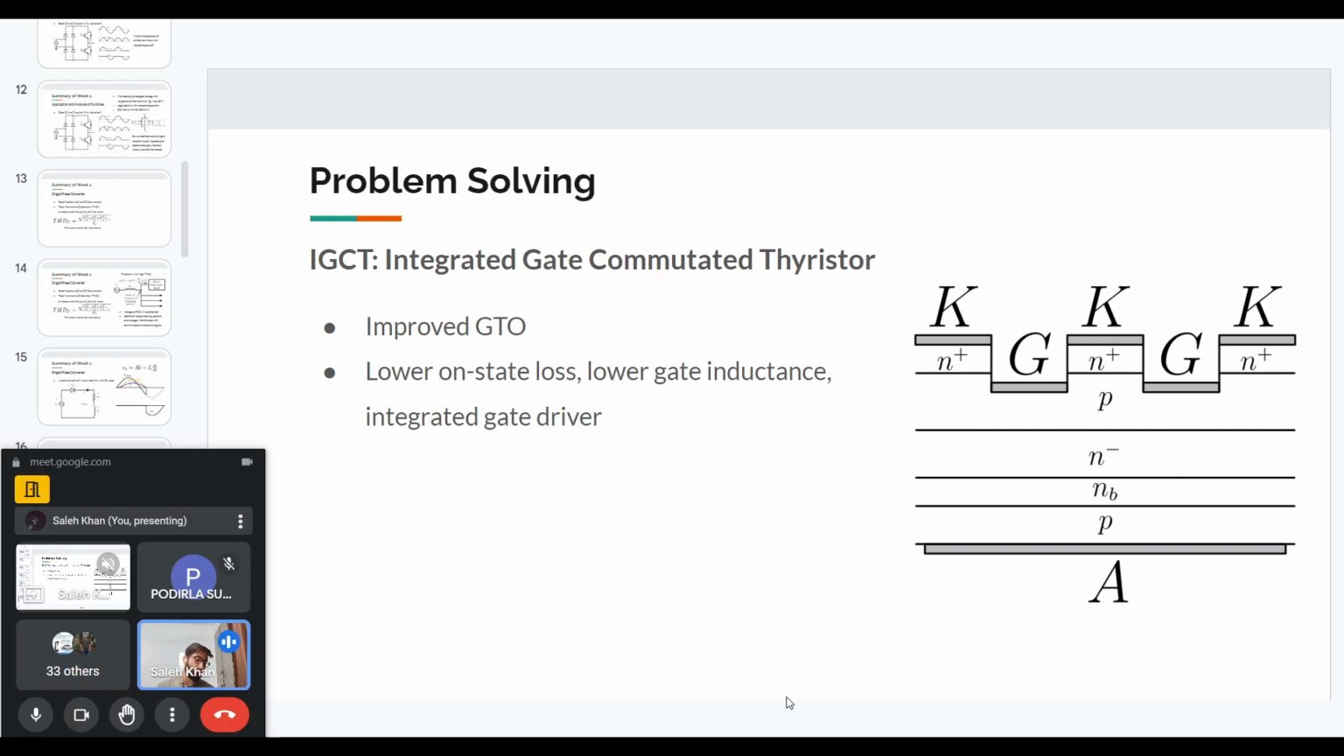because the lower order harmonics are more important compared to the higher order harmonics. The higher order harmonics we can filter out using a small filter, but the lower order harmonics cannot be filtered out so easily. That is why for the lower order harmonics the limit will be lower, and 5% is a very general limit that we want to satisfy. Then IGCT basically stands for an integrated gate commutated thyristor.